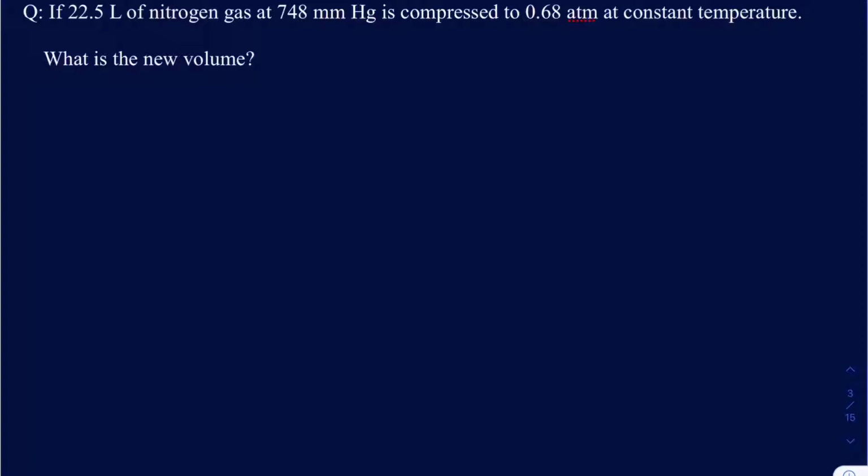So let's see, this problem reads: we have 22.5 liters of nitrogen gas at 748 millimeters of mercury, and it's compressed to a different pressure, which is 0.68 atmosphere. Now the question tells you the temperature is kept constant. So that's the big hint there, and you have to figure out what the new volume is going to be.